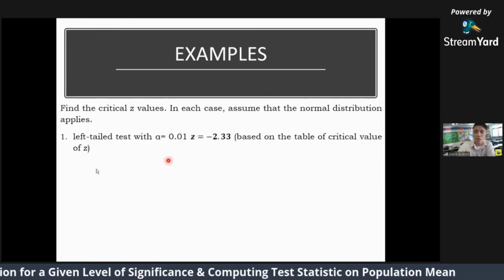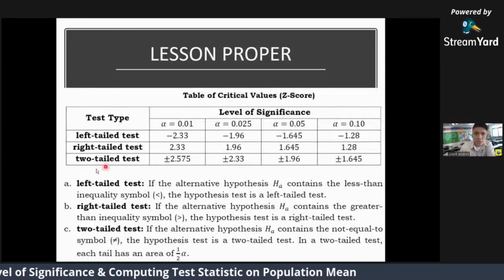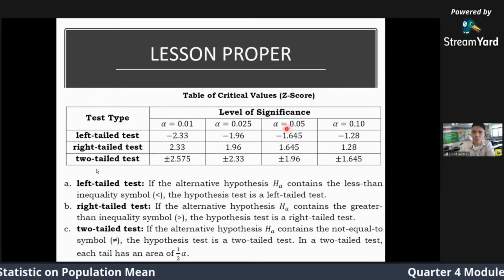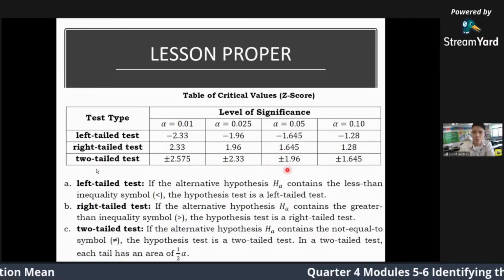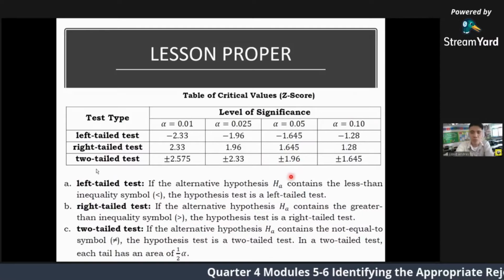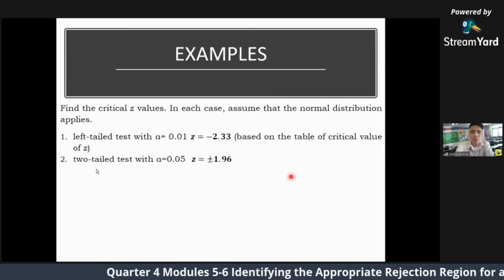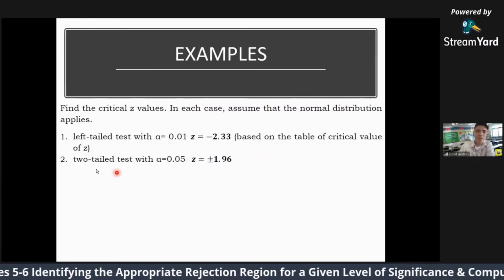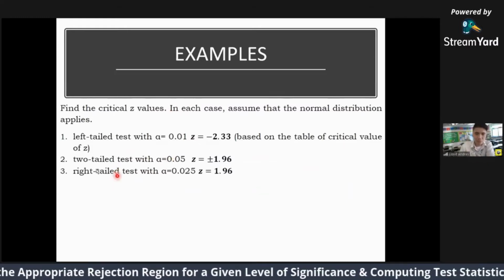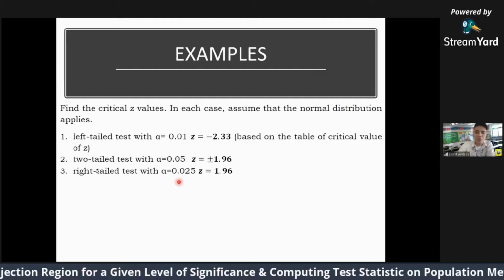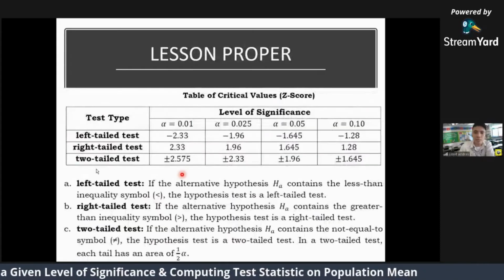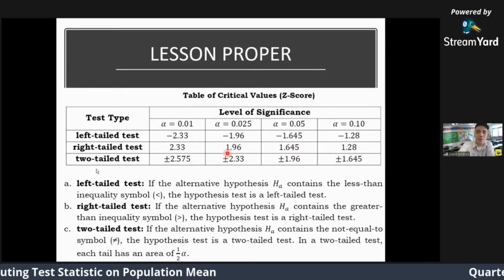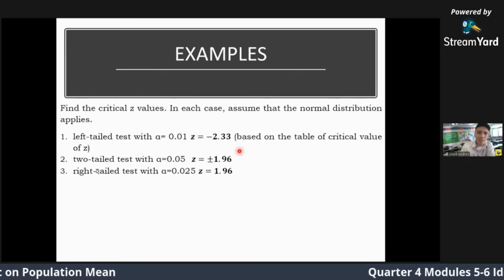So adto ka kay two-tailed nara tapos alpha na to is 0.05. So ang intersection nila positive and negative 1.96. So positive and negative pag two-tailed. Right-tailed with alpha is 0.025. So adto ka kay right-tailed tapos tanaw ka sa taas 0.025. That's positive 1.96. So basically pag right-tailed positive siya.